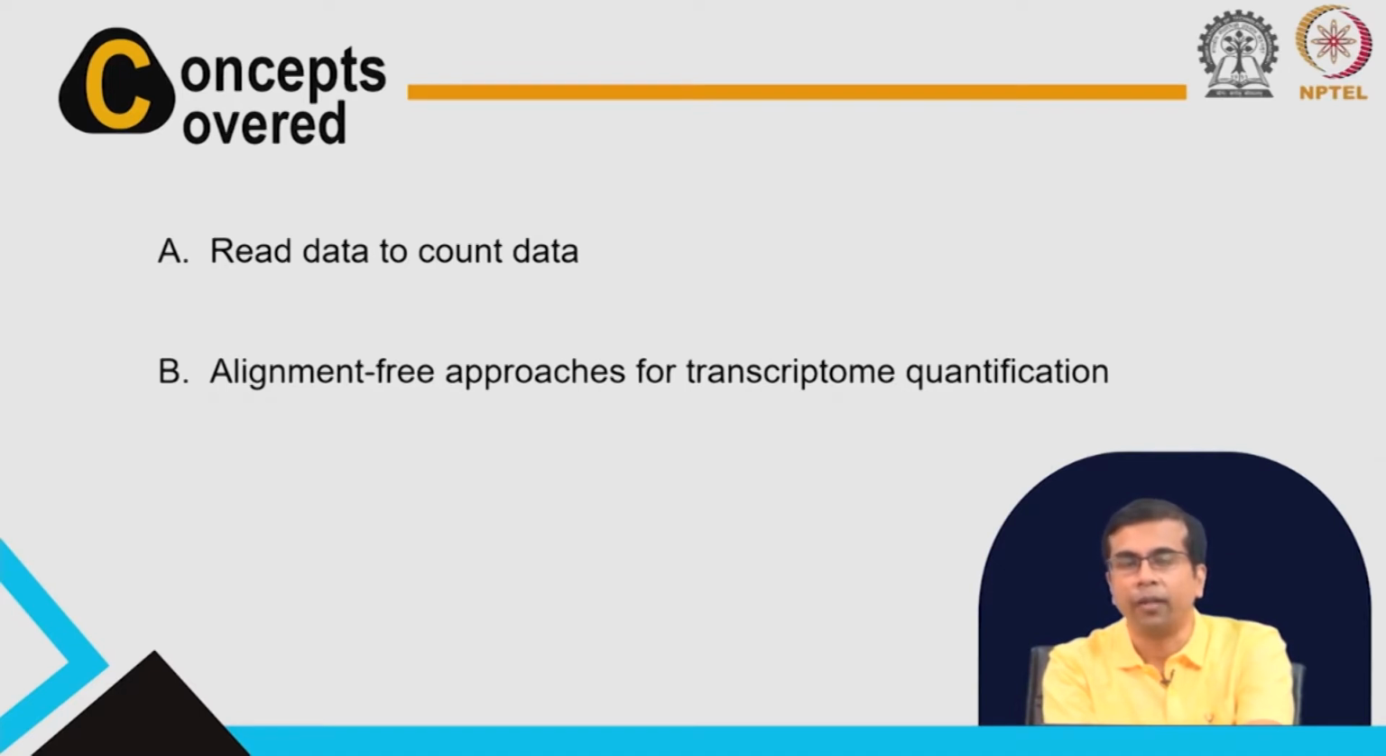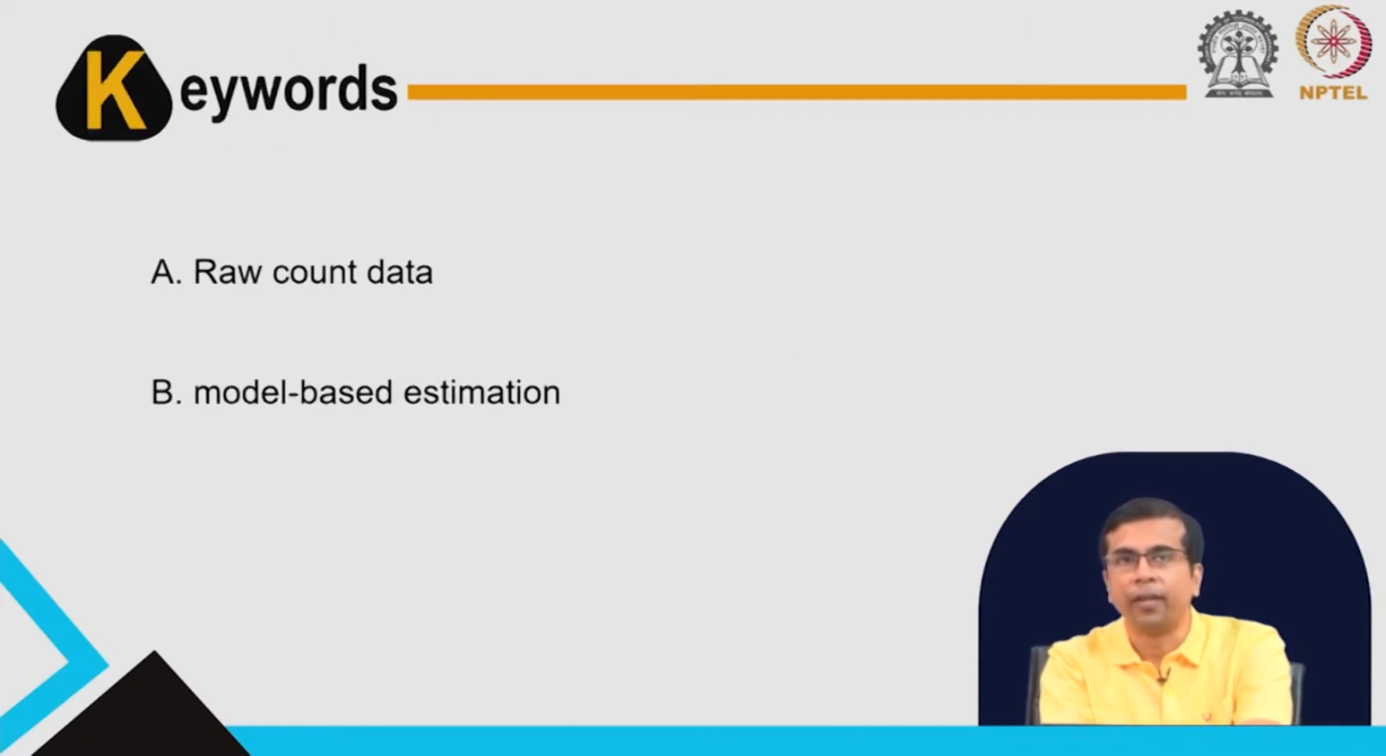Right. So, many of the tools that we have discussed rely on alignment map or SAM or BAM files for this quantification, and some of the tools that we will discuss also rely on these alignment maps. But there are tools that can do this without doing any alignment, and they are significantly faster than alignment based tools. So, we will discuss those as well. Here are the keywords: raw count data and model based estimation.